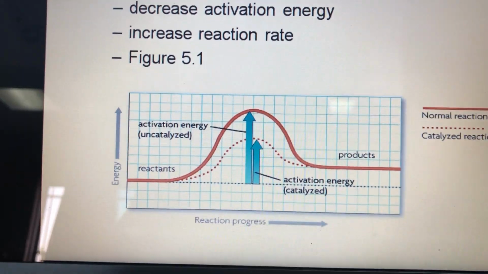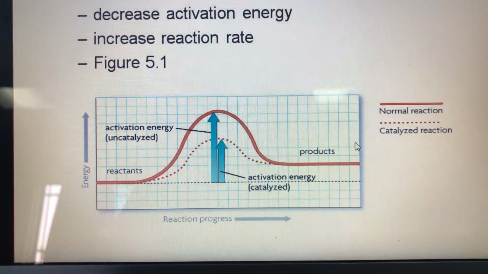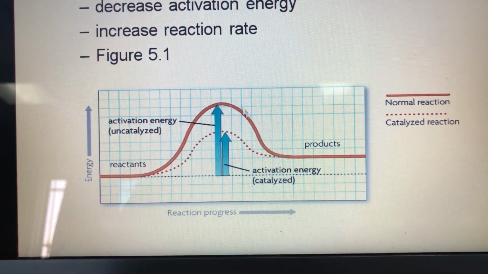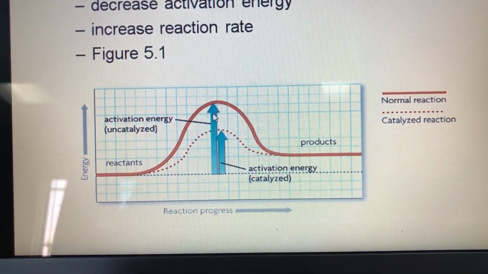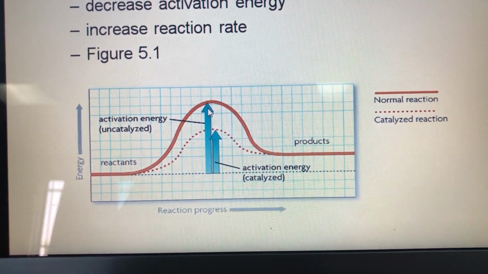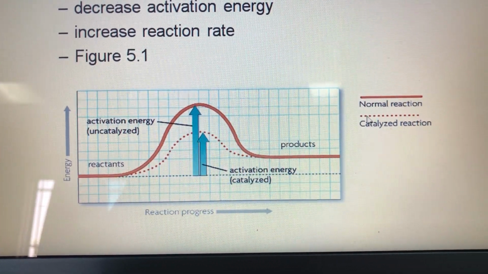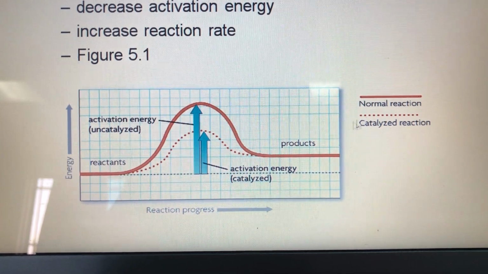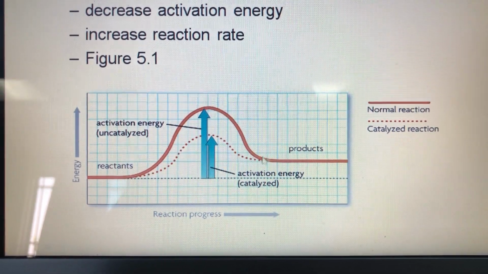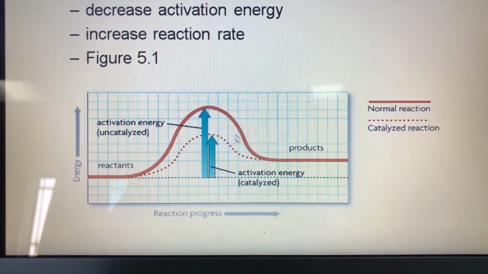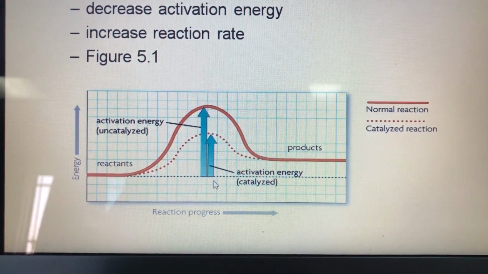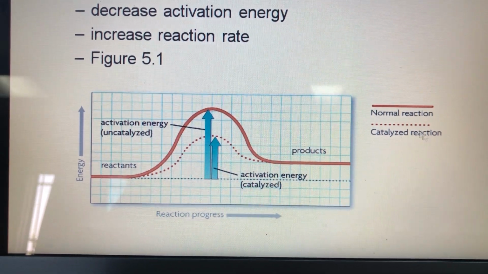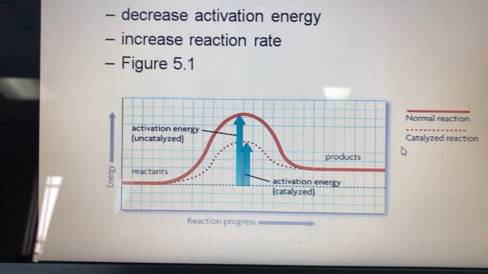If you look at the figure below, we can see here at normal reaction, and this line, you can see we need more energy for activation of the reaction. While in the presence of catalyst or enzyme, the catalyst will increase the rate of the reaction and we need less energy. So the activation energy here is lower with the presence of the catalysts.